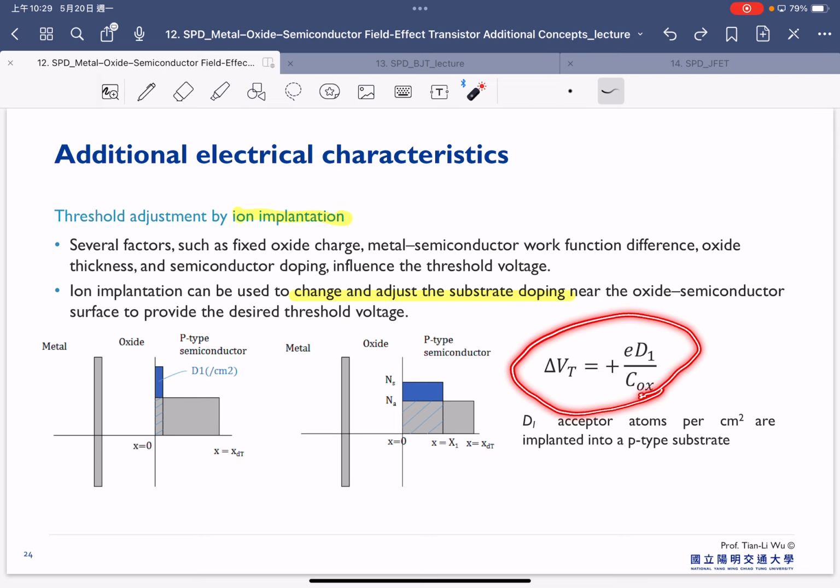We can find out that our additional threshold voltage shift is actually influenced by this additional acceptor concentration due to the implant into the p-type substrate here. So in this case, we can see that the threshold voltage can be manipulated after the different kinds of implantations.